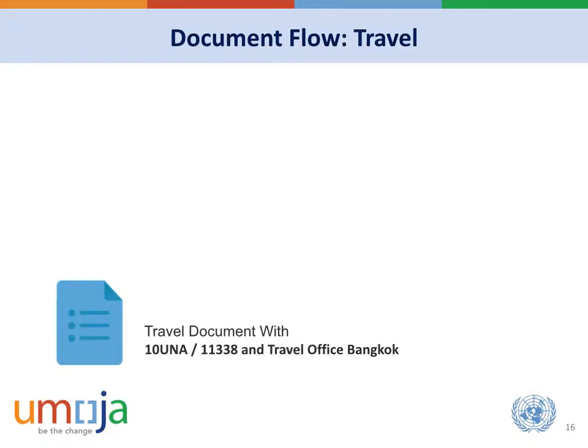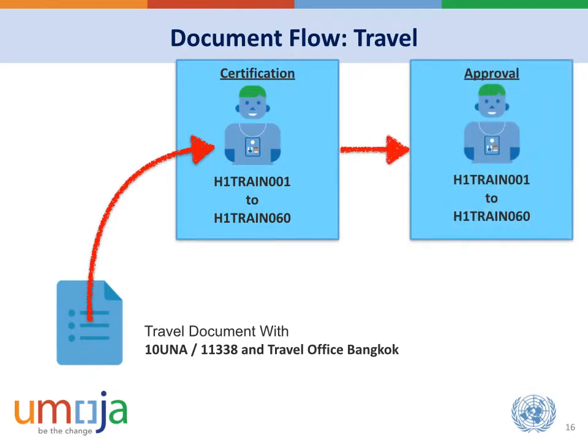To give an example of a process, a document flow for travel: a travel document created with the fund 10 UNA, the cost center 11338 and the travel office Bangkok will be routed to all H1 trainers for certification and all the H1 trainers for the approval, because these cost objects belong to hub 1. And remember, if H1 train 001 creates a document, he will be removed from the certification process. And if the certification is done by H1 train 002, then both of them will be removed for the approval process. So in this example, it is a two-step approval and a one-step creation.